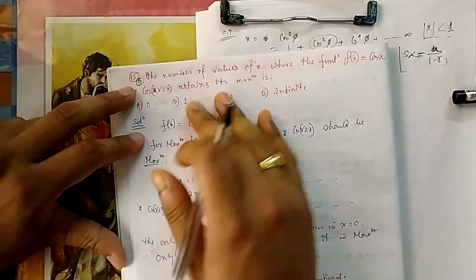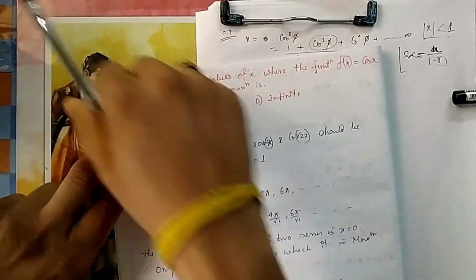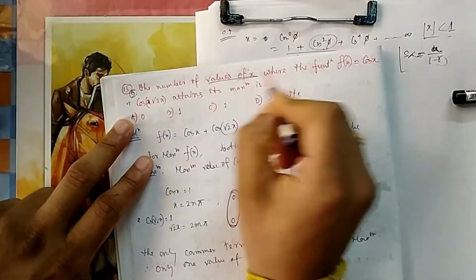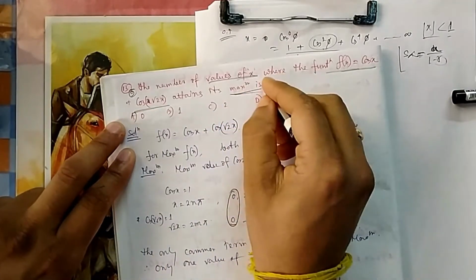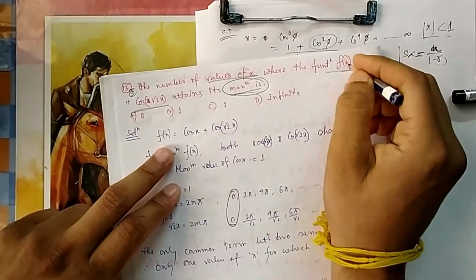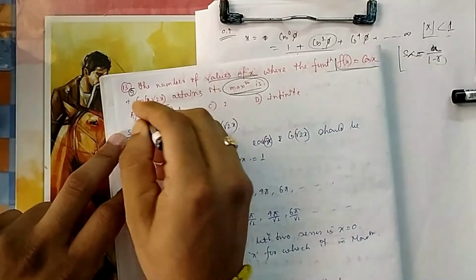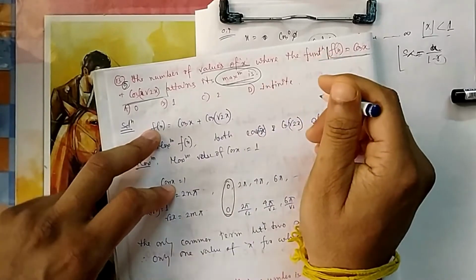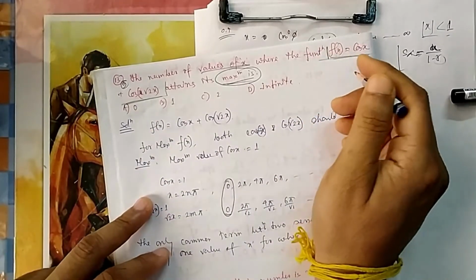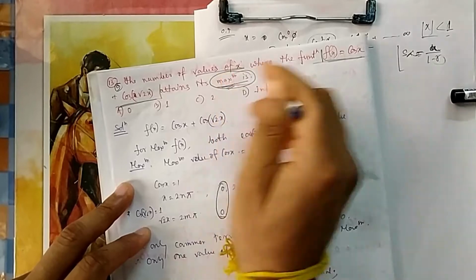Now if you see question number 9: for what values of x does the function cos x plus cos root 2x attain its maximum value? Now again, when it is maximum, those who have done differentiation, obviously by the time JEE appears you will have completed differentiation because it is after class 12 only. So there will always be a temptation to differentiate when there is a maximum value.